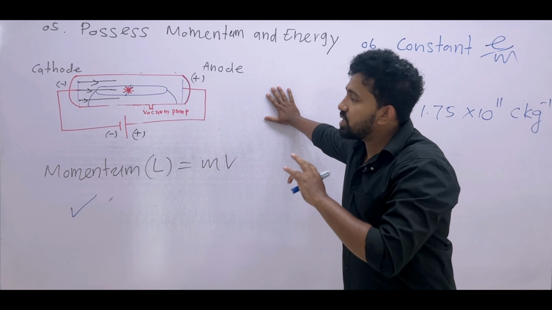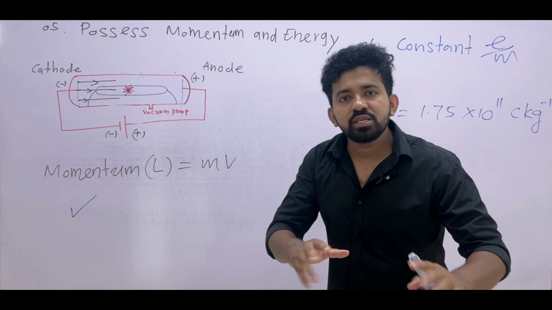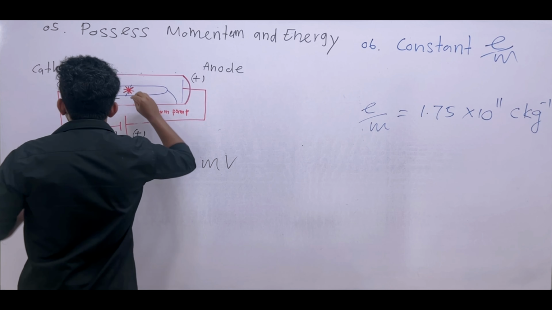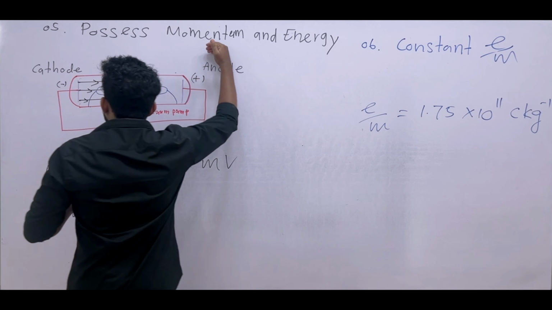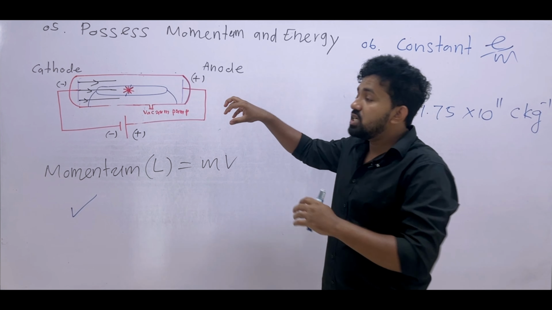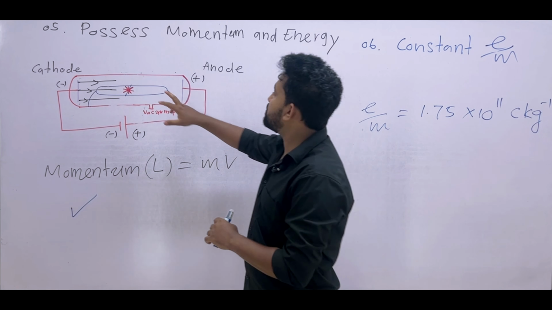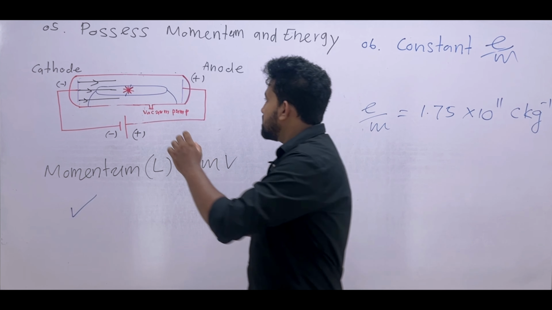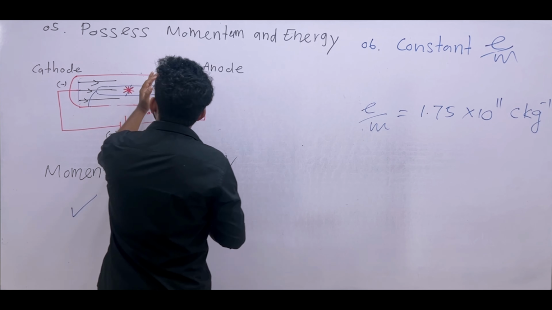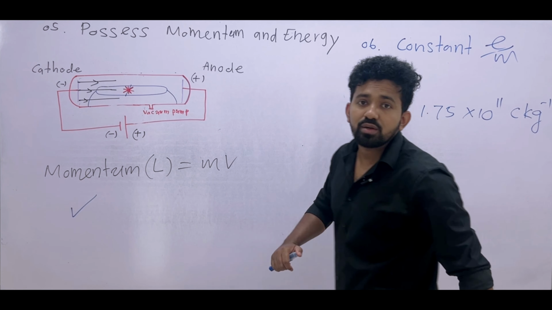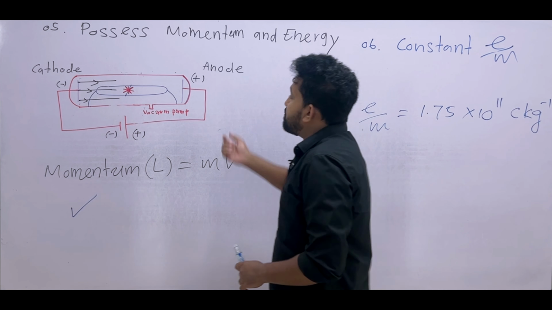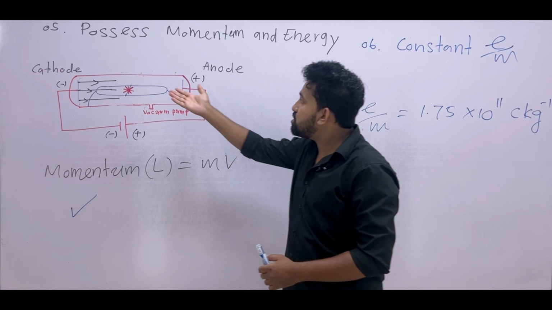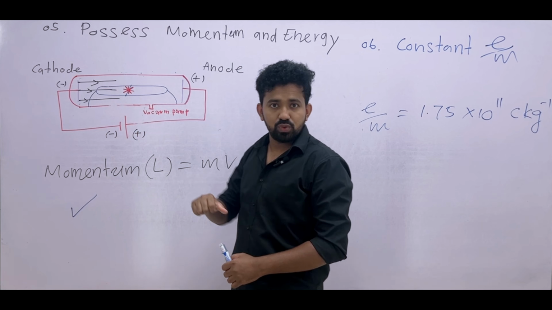The fifth one, the cathode ray possesses momentum and energy. To prove this one, we apply a paddle wheel in the middle of the cathode and the anode. When we put a paddle wheel there, our observation will be that the paddle wheel will start moving. If the paddle wheel starts moving, we can say that the cathode ray should contain mass also.